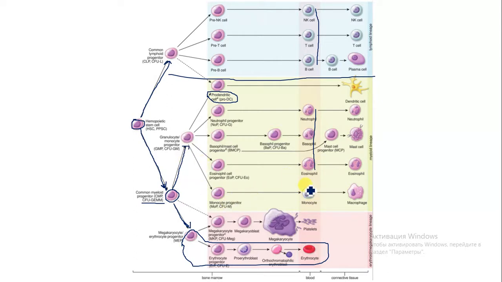And the MEP, megakaryocyte erythrocyte progenitor, gives rise to the megakaryocyte progenitor cell and the erythrocyte progenitor cell. The megakaryocyte progenitor cell, by the process of mitosis, forms a megakaryoblast. The megakaryoblast, by the process of endomitosis, forms a megakaryocyte, this giant cell, which produces platelets by extrusion of some parts of its cytoplasm into the bloodstream.